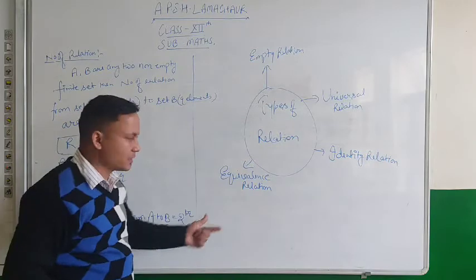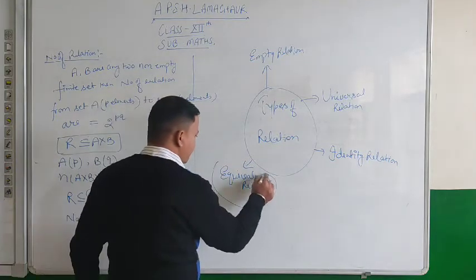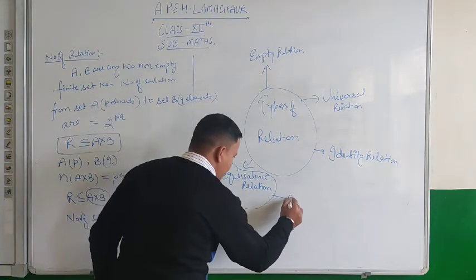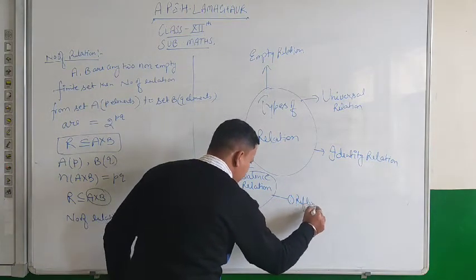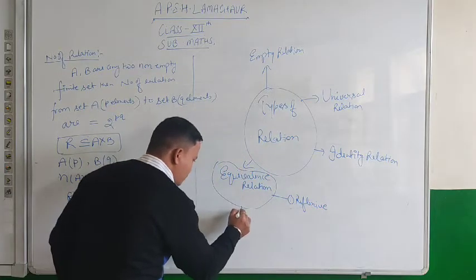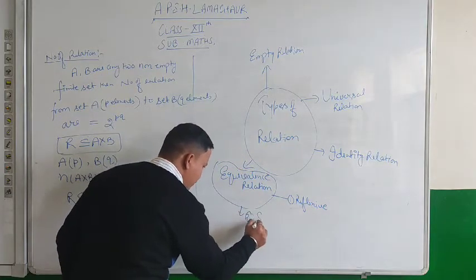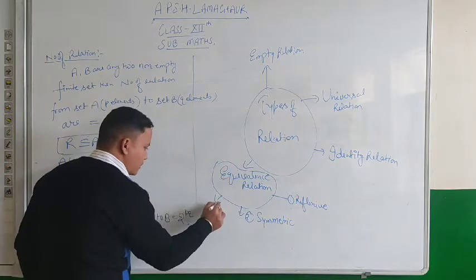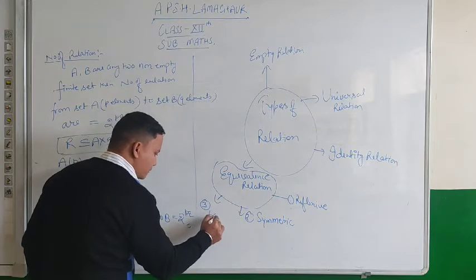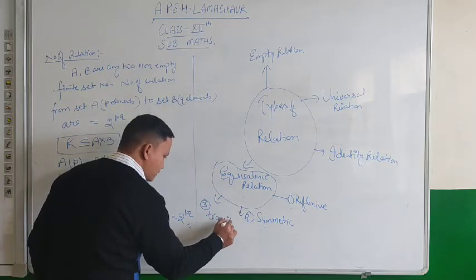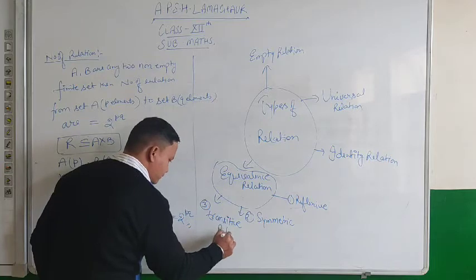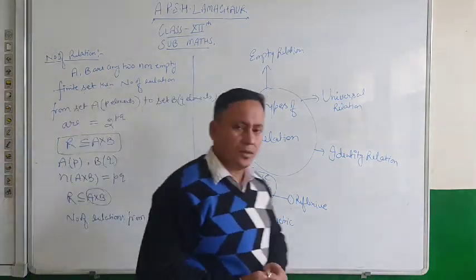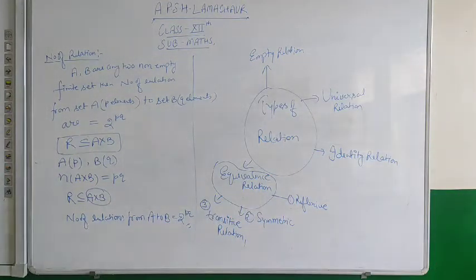Now this equivalence relation again broken into 3 parts. Number 1, reflexive. Number 2, symmetric relation. And number 3rd, transitive relation. Now I am telling you one by one each one of there. Till then, you can pause the video and take the screenshot.